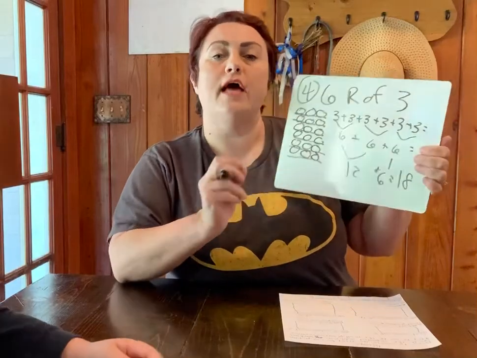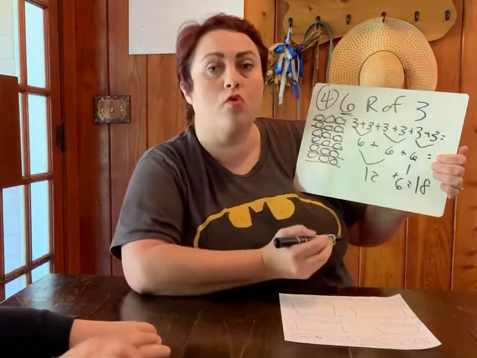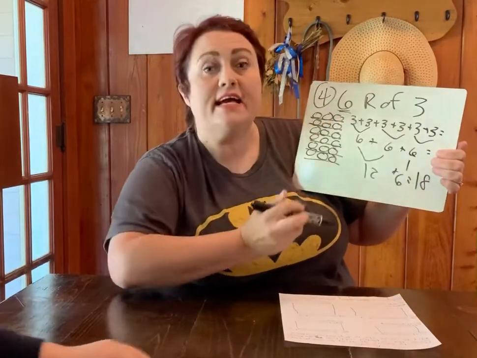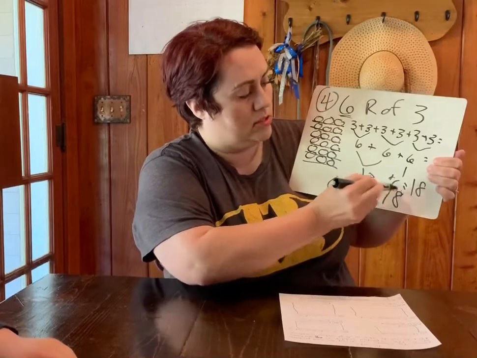So in multiplication, how many times did we add the number 3? We have 6 rows. We did 3 6 times. So 6 times 3 equals 18.